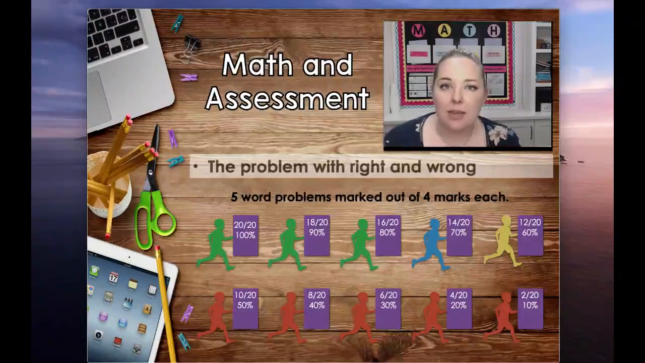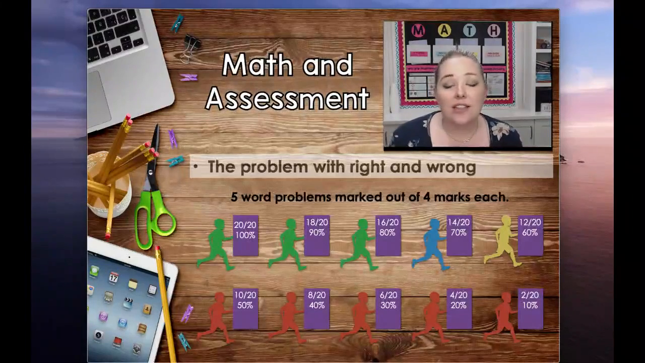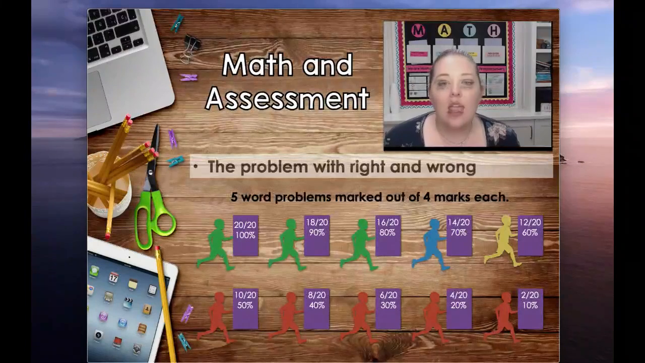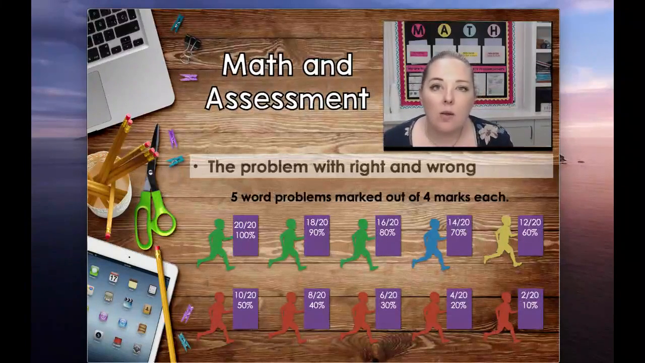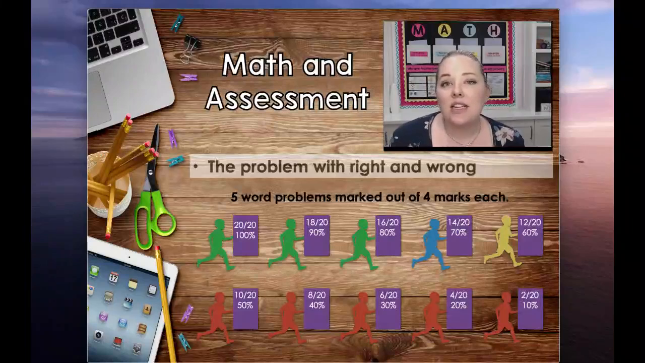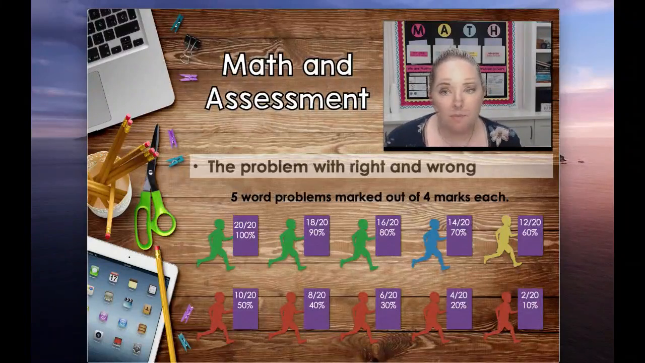They did all the things. They made 2 small errors, 18 out of 20. That's still 90%, no big deal. And then we have 16 out of 20 for somebody who maybe made a mistake on 1 question, got it wrong, didn't show their work, and so on. They get 16 out of 20, still 80%. This is where we start going down.